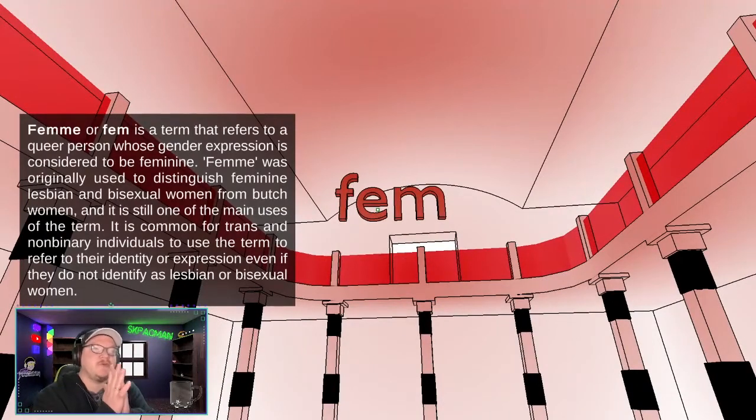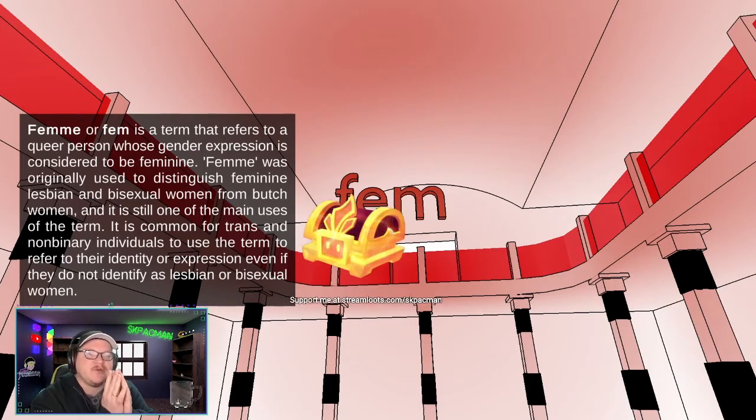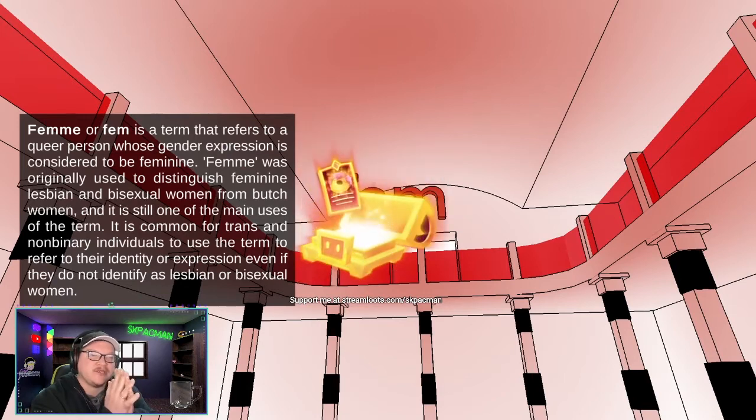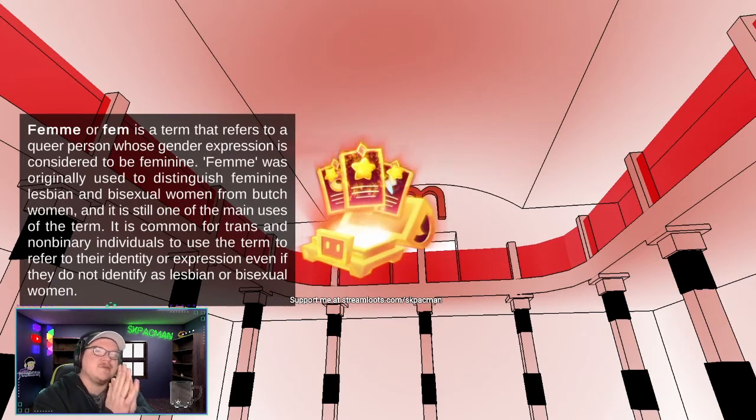Femme is a term that refers to a queer person whose gender expression is considered to be feminine. Femme was originally used to distinguish feminine, lesbian, and bisexual women from butch women, and is still one of the main uses of the term. It is common for trans and non-binary individuals to use the term to refer to their identity or expression, even if they do not identify as lesbian or bisexual women.